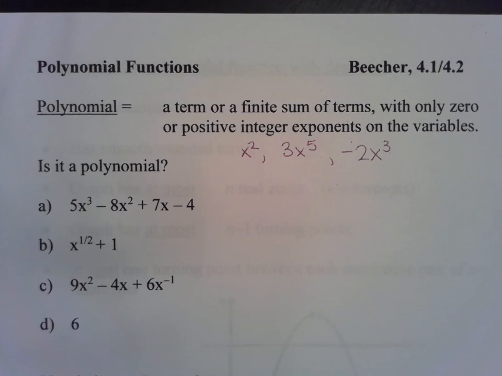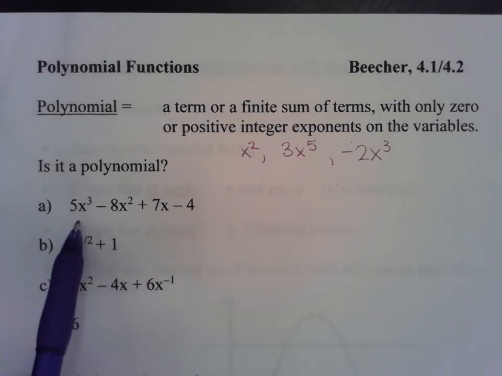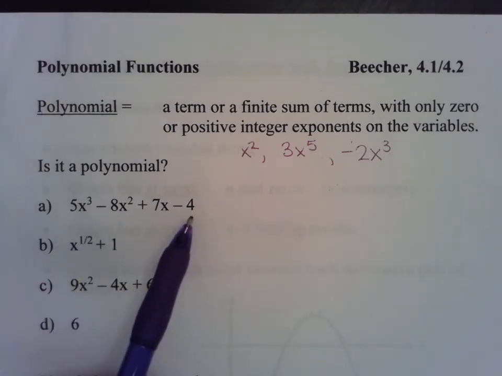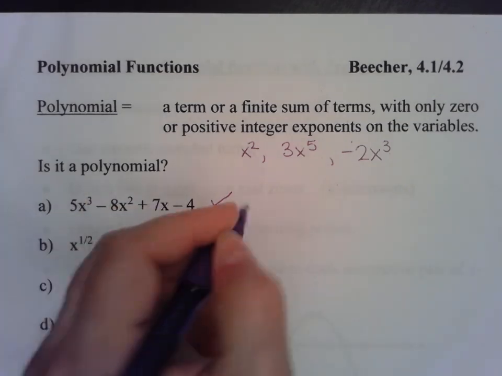So let's test this out. Is it a polynomial? Here's 4 options. Let's look at them one by one. So option A, is this a polynomial? I think yes. We have 4 terms here that are either added or subtracted together. So yes, this is a polynomial.